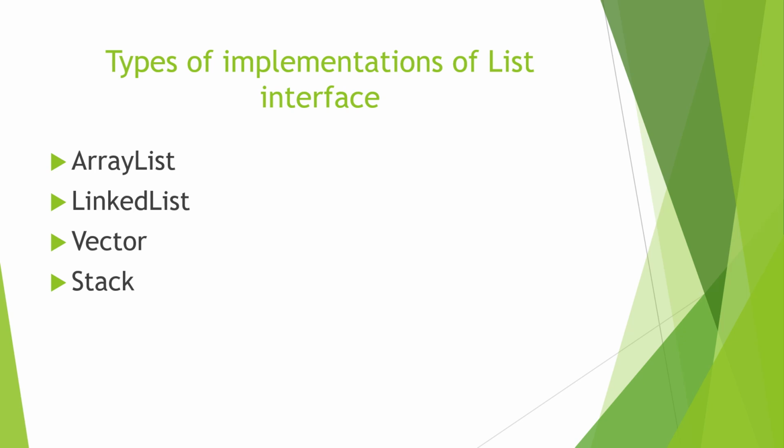As I have told you, any interface cannot be implemented without the help of a class. For every particular interface there is a list of classes which will work only for that particular interface. For list interface, the types of implementations are array list, linked list, vector and stack.